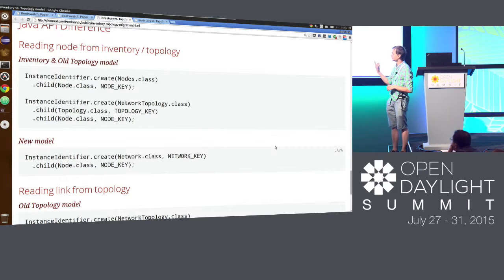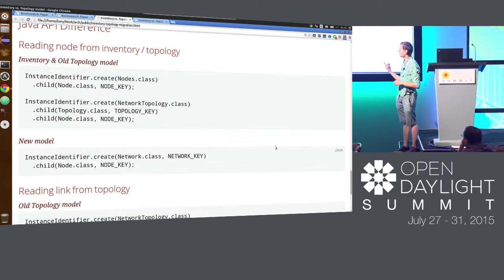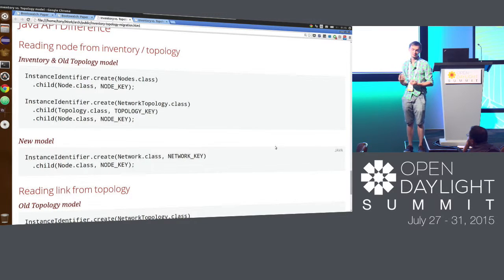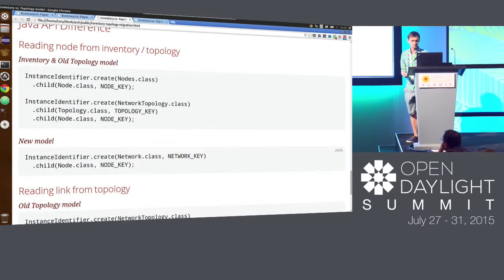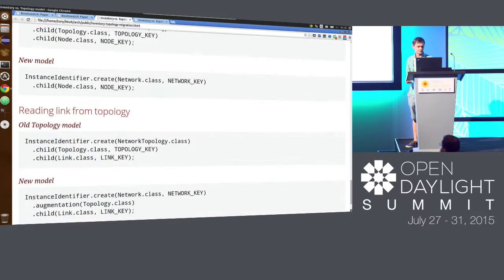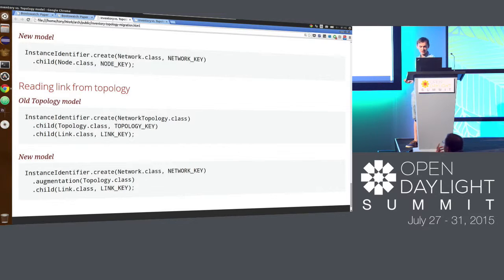and in the new model, it's similarly short as in the original inventory model, but these bits maybe improve the readability of the APIs. And finally, links difference. In the old topology model, you get to the network, then you go to the augmentation, which says that the network has also topological information available, and you will get the link there.